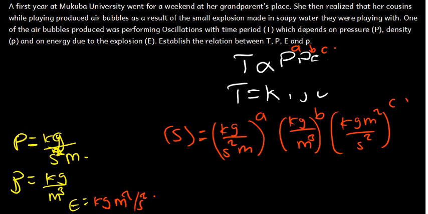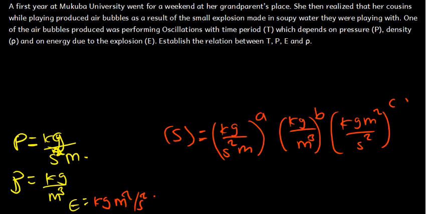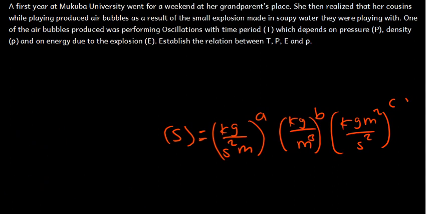Okay, now after writing this, let's rearrange them. But let's not forget that our final one is this. We are saying that this is going to be K times pressure, then rho, times energy, where we have A, B, C. So this is going to be our formula. So let me rewrite this. We have s.